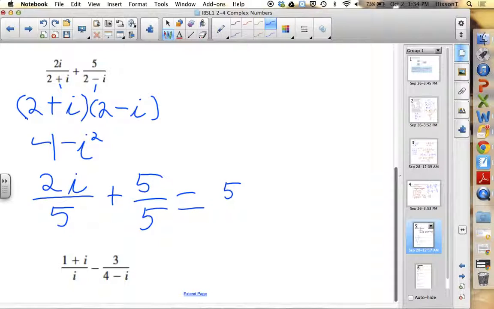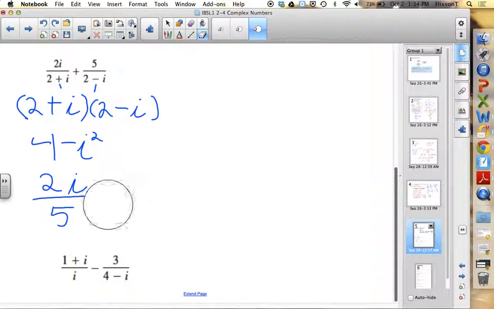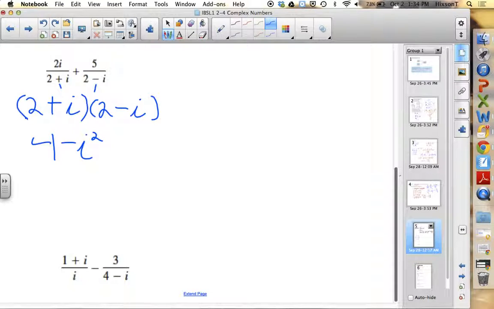Then you have to multiply the 2i by 2 minus i and the 5 by 2. Oh, because we're multiplying by 1, right? Okay. But you're right, the denominator is 5. We just need to make sure that we're multiplying by forms of 1. Okay.